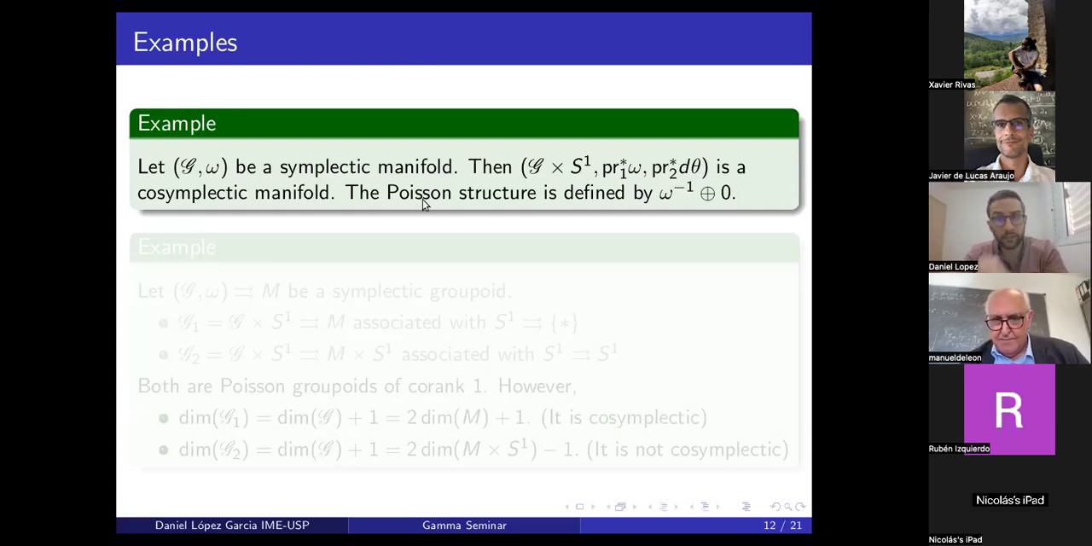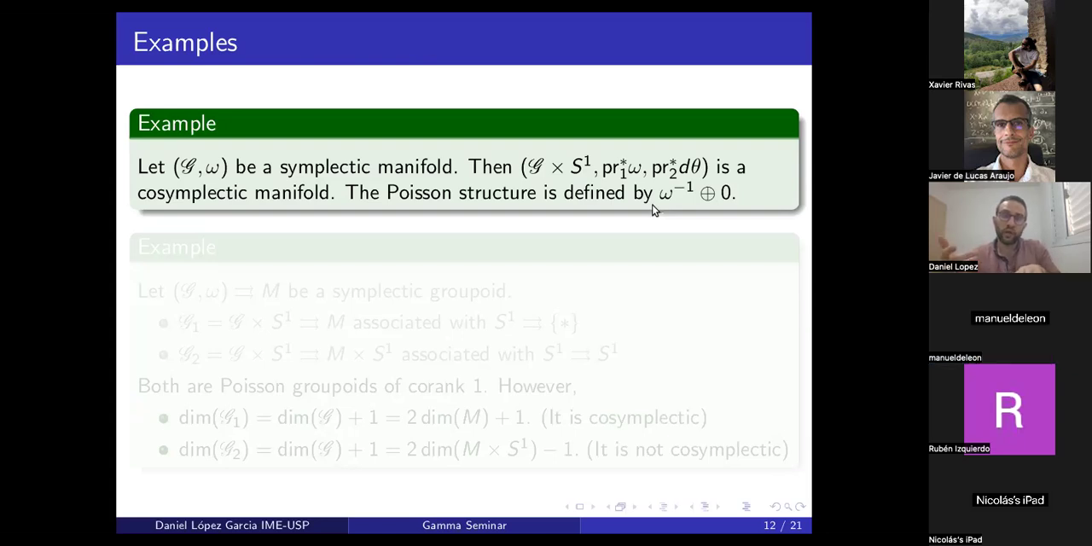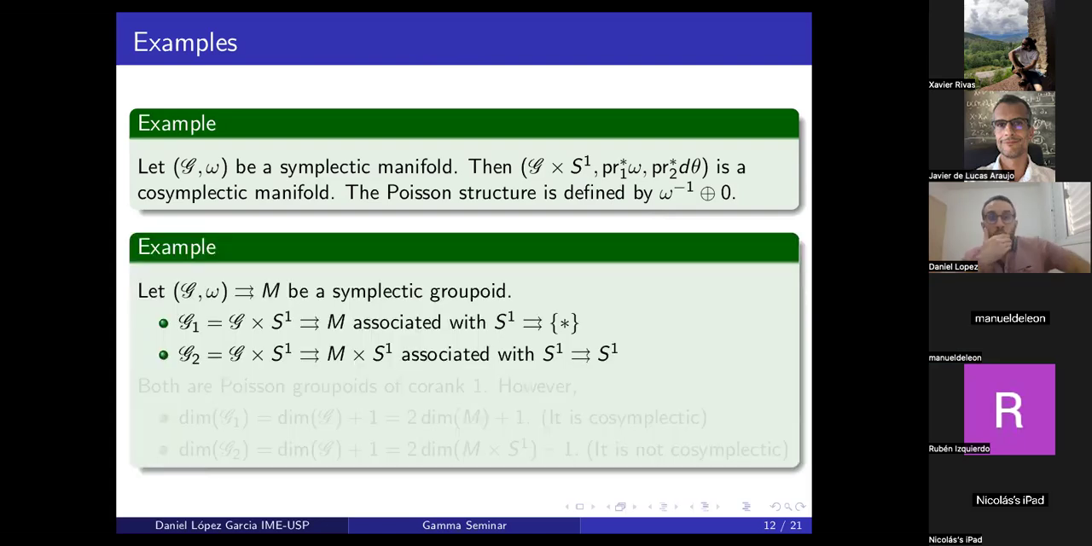In this case, the Poisson structure is given, in the direction of G, by the inverse of the symplectic form, because in this direction it's not degenerate. And in the direction of the circle, you extend it by 0. With this example, I want to construct some examples of cosymplectic groupoids.